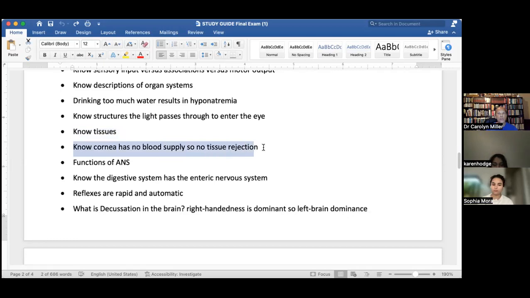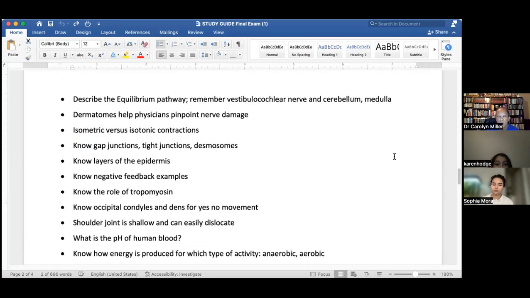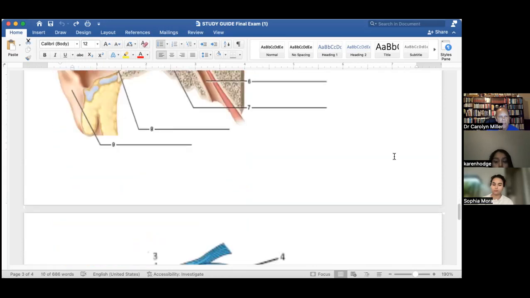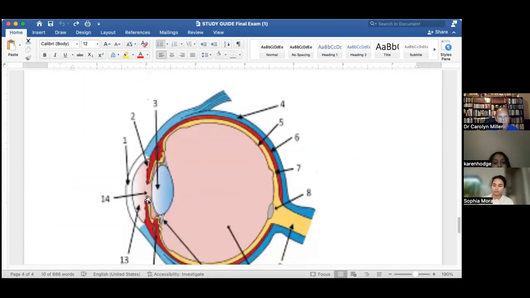The cornea has no blood supply, so no tissue rejection. Here's the cornea. And here is the choroid, which is the blood. It has the red blood cells, so the ABO group, and the white blood cells, histocompatibility antigens. All that is in our blood system. But the cornea, here's the sclera right up against the choroid, so it does have a blood supply. But the cornea has no blood supply, so we don't have a problem with tissue rejection in corneas.